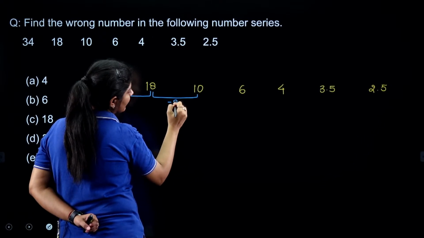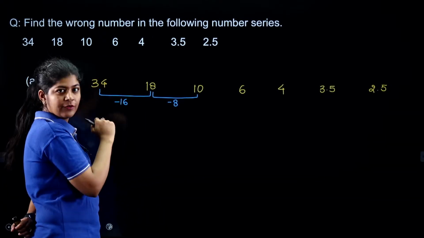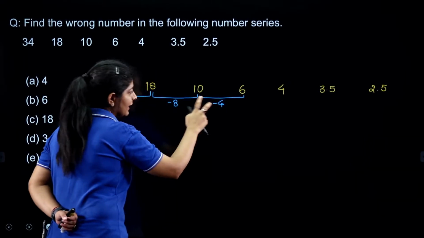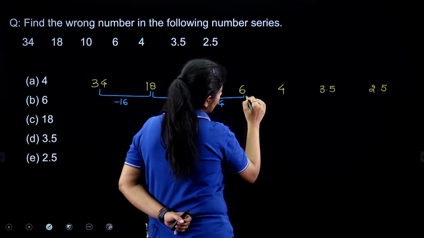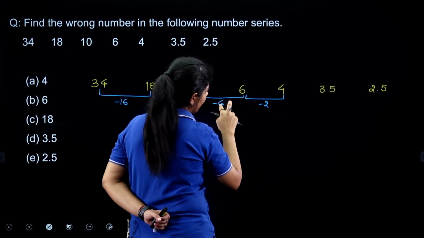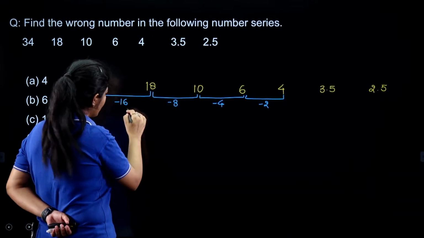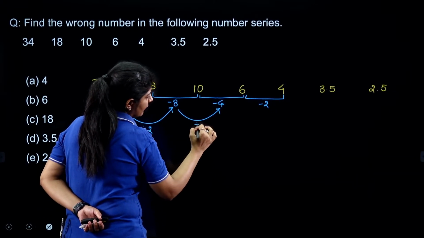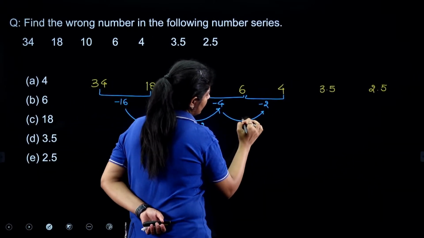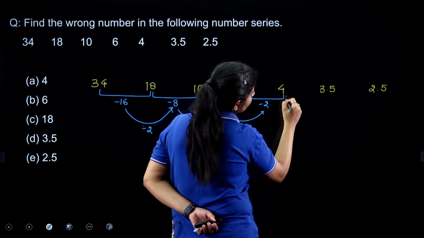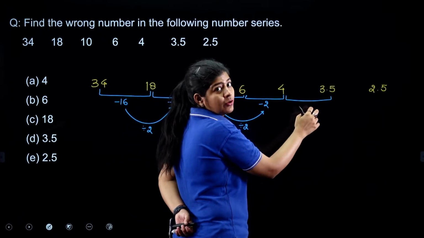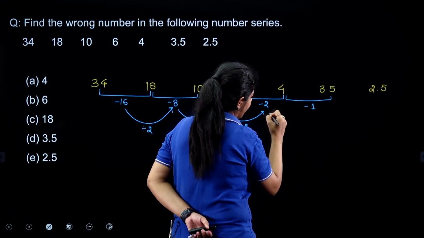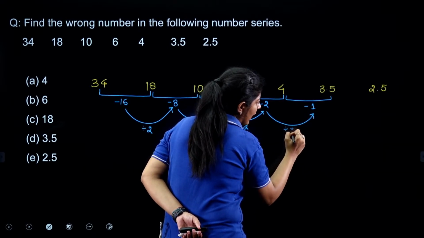The difference in these two is minus 8, which is nothing but half of the first one. The difference over here is minus 4, again half of this one. The difference is minus 2, again half of this one. I guess you all got the pattern now. Divided by 2, divided by 2, divided by 2. So the number that I want over here, according to the pattern, I need minus 1, because if I divide by 2, I get minus 1.